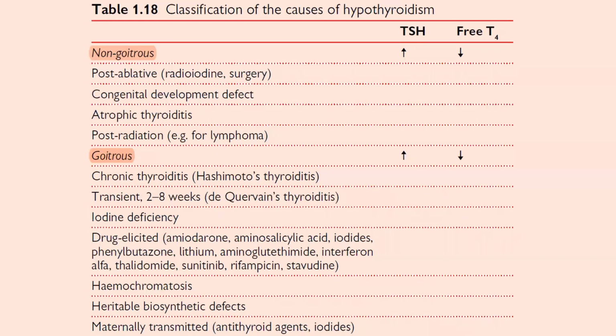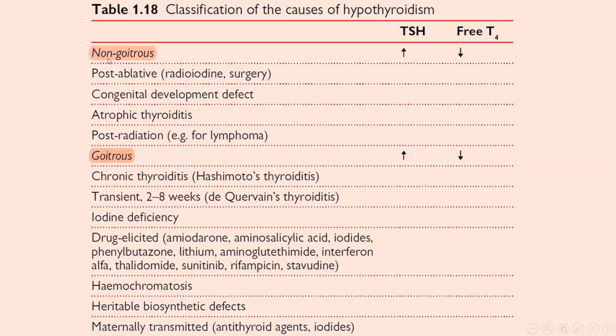The classification of hypothyroidism: we should differentiate between non-goitrous and goitrous hypothyroidism, and primary hypothyroidism. Primary hypothyroidism means the TSH must be elevated. If free T4 is normal, this is subclinical hypothyroidism. If free T4 is low, this is overt hypothyroidism.